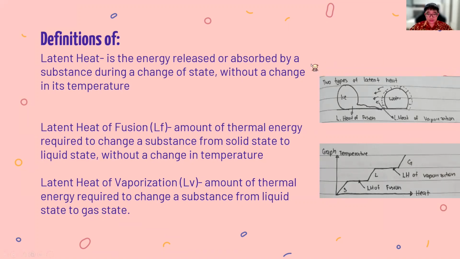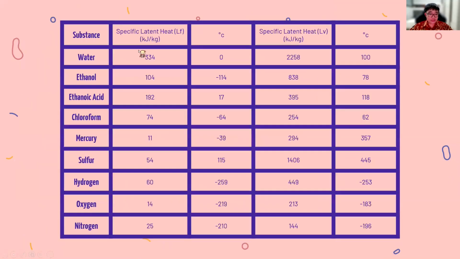And as you can see, there are two types of latent heat. This is the latent heat of fusion, which shows that the ice has become water without changing in its temperature, while the water turns into gas in the latent heat of vaporization. The latent heat of fusion happens between the solid and liquid, and vaporization happens between the liquid and gas. And then this table shows the specific latent heat for these substances.